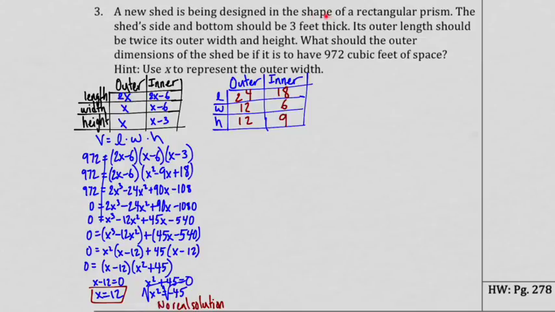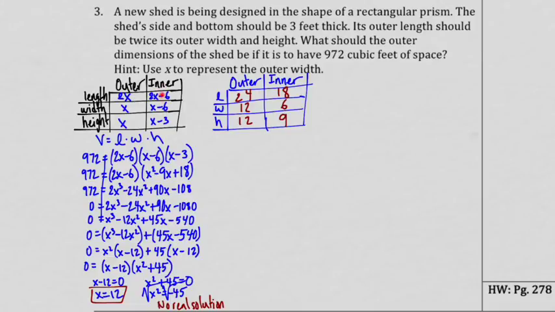Then I used the information about the side and the bottom that they should be 3 feet thick. So if they're 3 feet thick, the length is 2x minus 6, because you subtract 3 for each side. The width, same thing, it's x but minus 6, because you subtract 3 from each side. The height is x, but only minus 3, because you only subtract the bottom side, right? The shed is not covered on top, because it says that the shed's side and bottom should be 3 feet thick. It didn't say anything about the top.